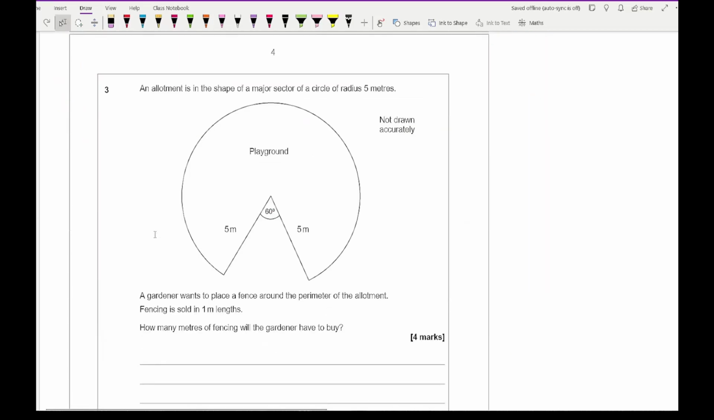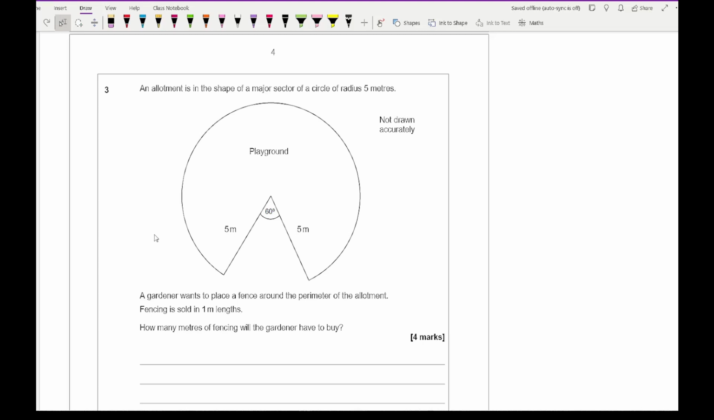Then moving on to question 3, it says that an allotment is in the shape of a major sector of a circle with radius of 5 meters. A gardener wants to place a fence around the perimeter of the allotment. Fencing is sold in 1 meter lengths. How many meters of fencing will the gardener need to have to buy?